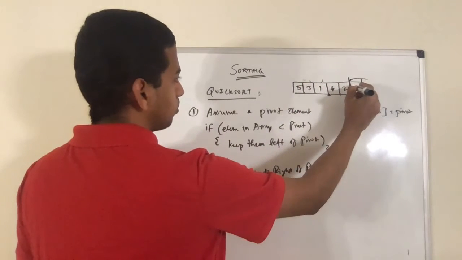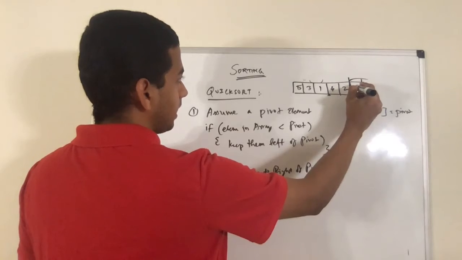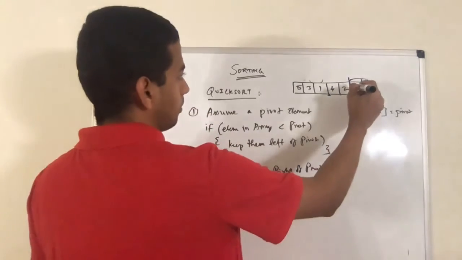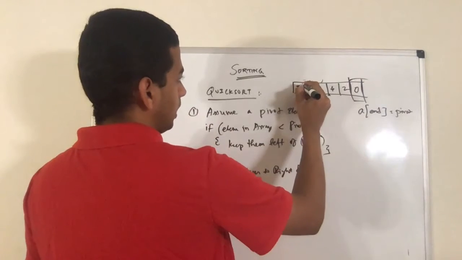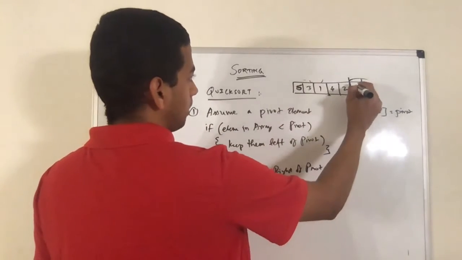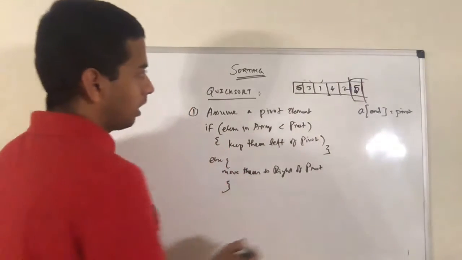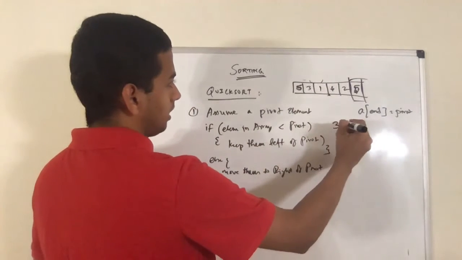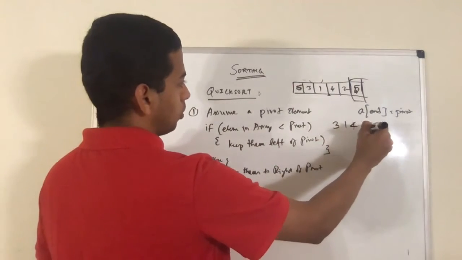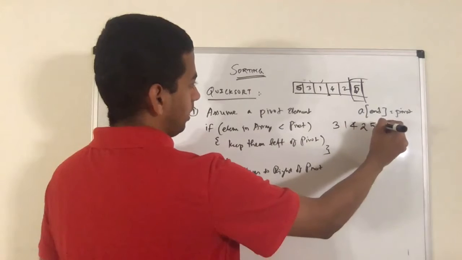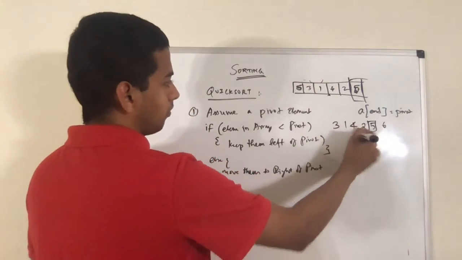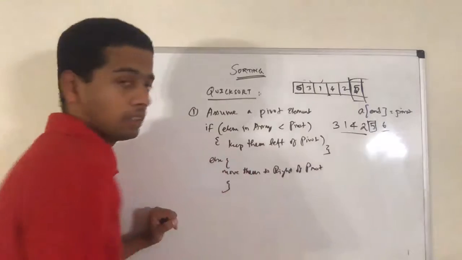the pivot is, let's say, 0. Okay, or let's say, let me keep 6 here, and let me keep the pivot as 5. Okay, so how should this array be rearranged? It should be rearranged like 3, 1, 4, 2, 5, and then 6. Basically, everything left of the pivot will be small, everything right of the pivot will be greater.